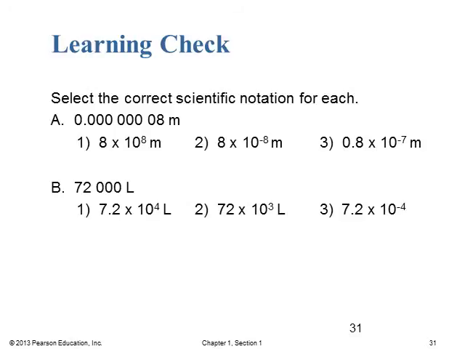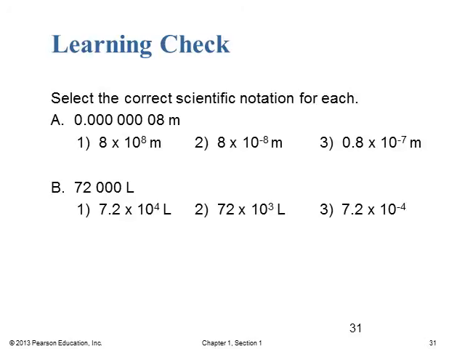All right, here in this learning check we are asked to select the correct scientific notation for each of these values. In part A, we have 0.000000008 meters, and we have three different choices. First off, you should be able to easily eliminate choice 1. Choice 1 has a positive exponent, so your number should be a large number in that case, and we obviously do not have one, so we should not have a positive exponent.